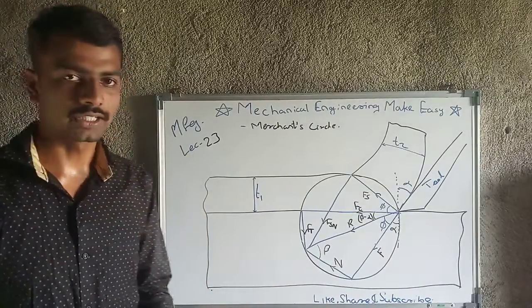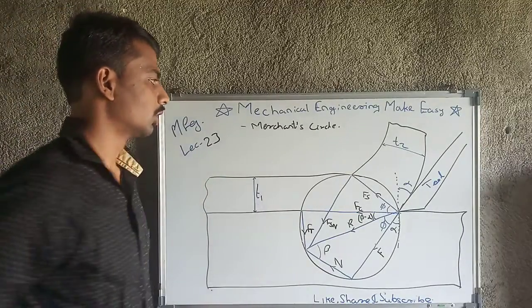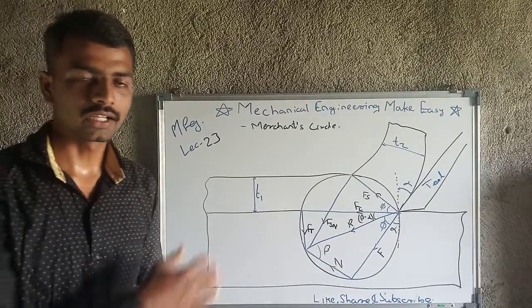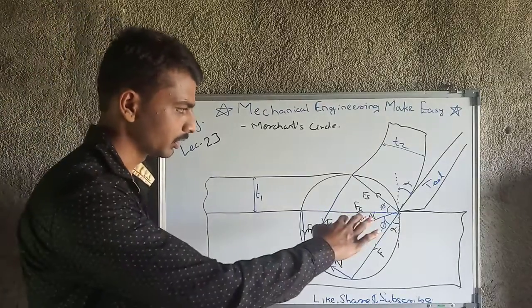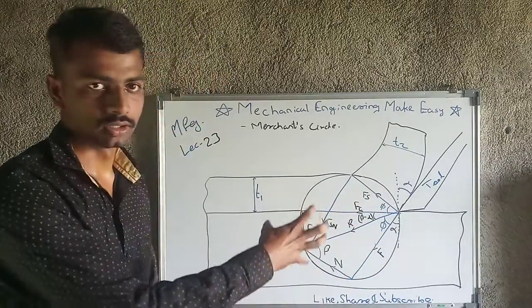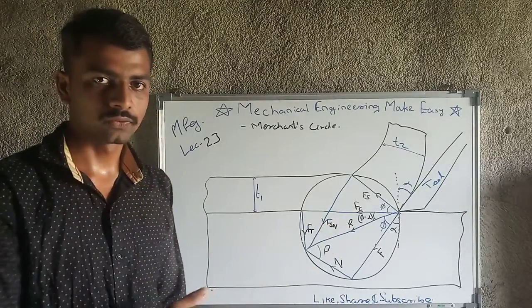This is the 23rd lecture, and in today's lecture our main topic is the Merchant circle. What is the Merchant circle? While a metal cutting or machining operation is going on, how many forces act at that place, and what is the orientation of those forces, etcetera. We will discuss that.